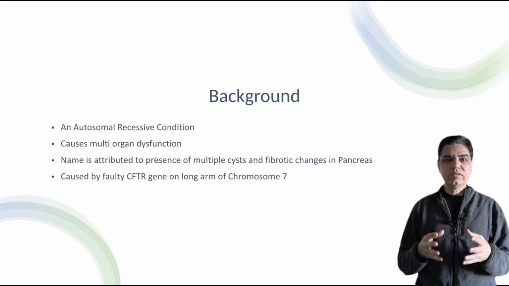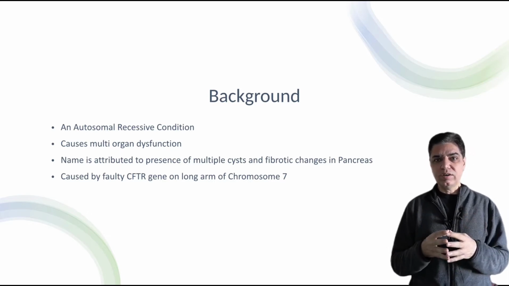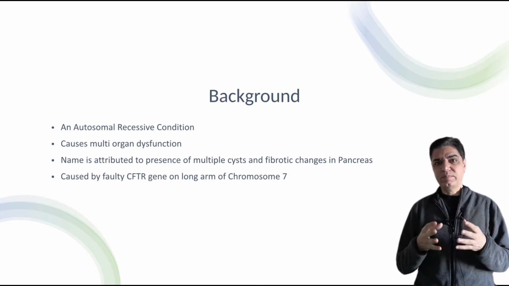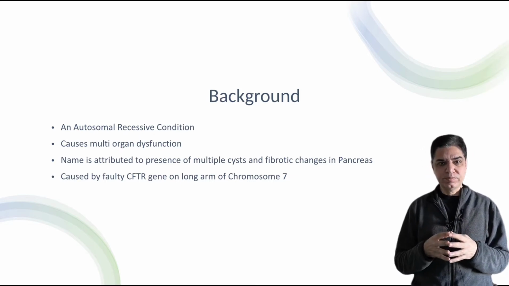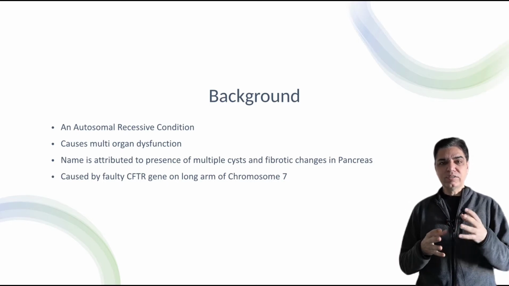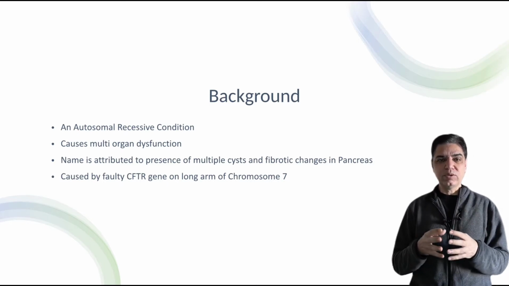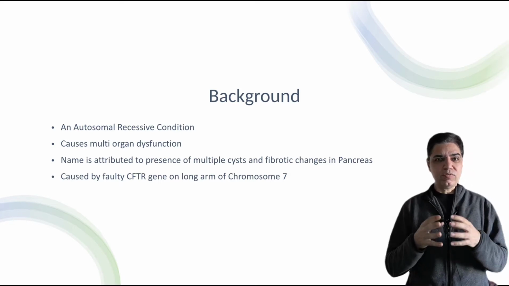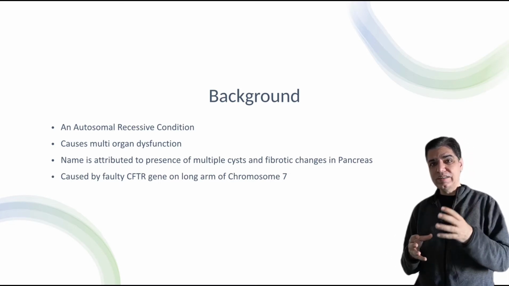Most of the organs that are involved in this condition are your lungs, the gastrointestinal system, the pancreas, and the genitourinary system. Now the name given to this condition, cystic fibrosis, is because this condition involves the presence of multiple cysts along with fibrotic changes that occur in the pancreas.